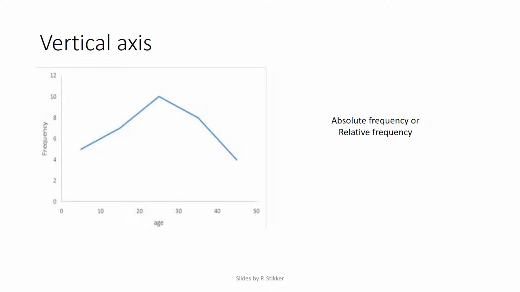On the vertical axis of a frequency polygon, what I've used so far is the frequency, also known as the absolute frequency. You could also use the relative frequency. Then it would still be considered a frequency polygon, or a relative frequency polygon. However, if you use cumulative frequencies or cumulative relative frequencies, you get another type of chart known as an ogive, which will be discussed in the next segment.